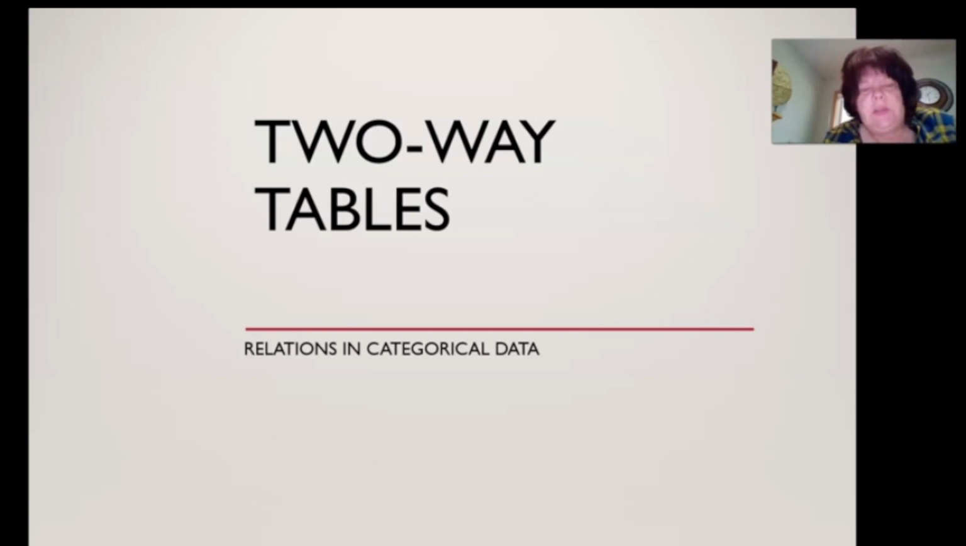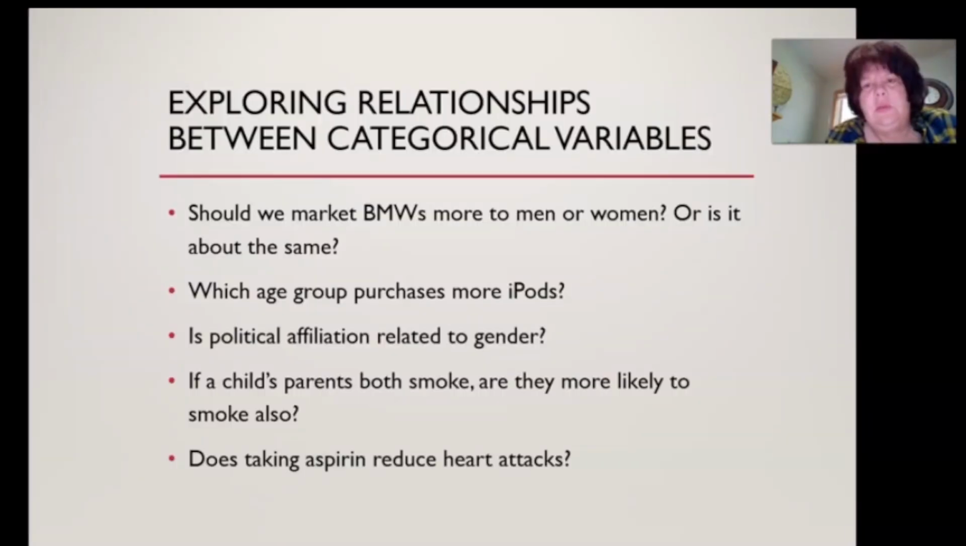We're looking for relationships in categorical data, two variables, both categorical. So here are some questions we might be asking where we would use two-way tables to answer the question.